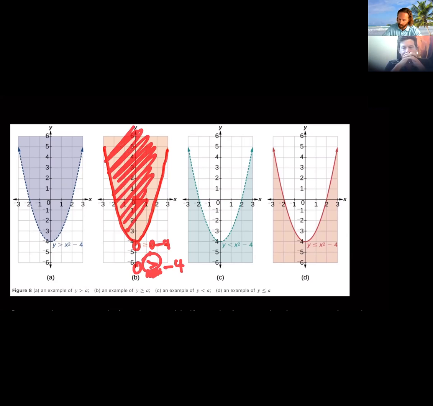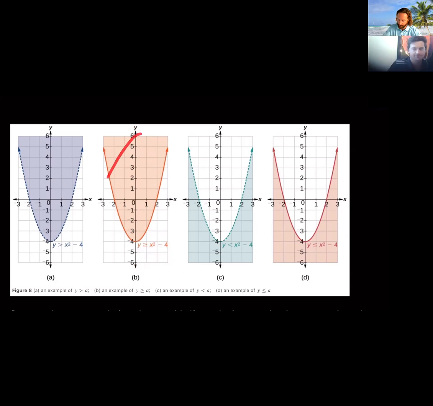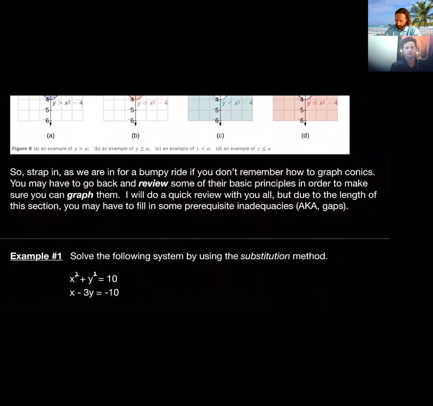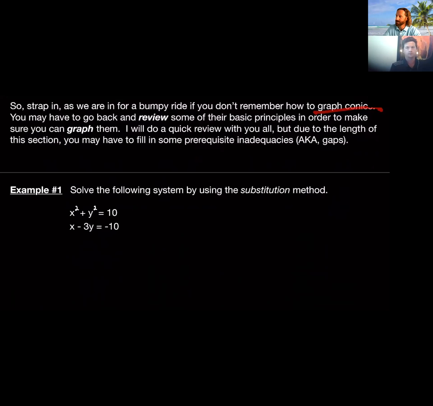And guys, that's good enough for me, the way that I've done it. You don't have to get out your shade sticks or go buy anything on Amazon, okay? Just good enough, okay? Just let me know you know where it's at. And again, that's by testing a point. Okay? So I say strap in, because if you don't remember how to graph some of these conic sections, like parabolas, ellipses, circles, even maybe a hyperbola, you may have to go back and review some stuff. Okay? Fill in some of those prereq gaps.